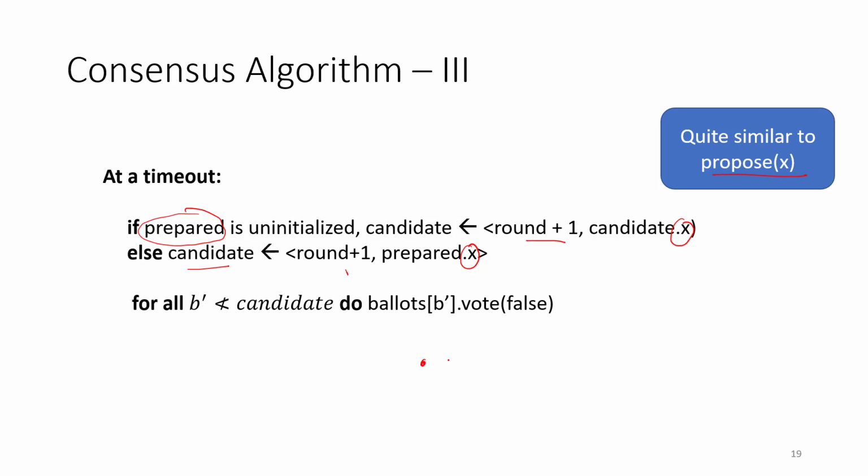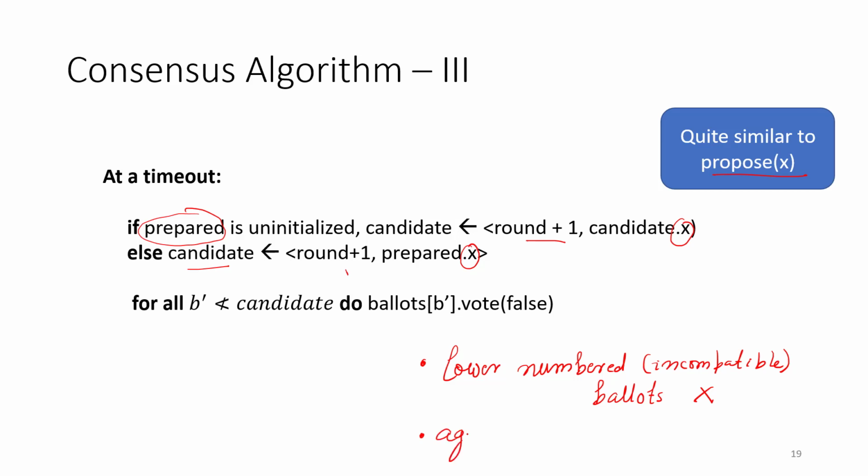So if I were to summarize, here is the key idea. You take all the lower numbered and incompatible ballots, you invalidate them, and then once that is done, you try to make everybody agree on the candidate. That's the idea.